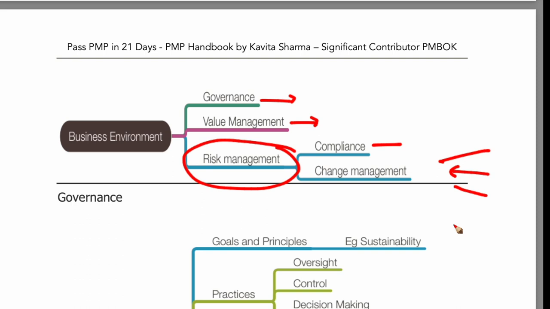So how would you work with a changing environment? How would you ensure that you, as a project manager, send the status report? Where exactly do you comply with governance? What happens in value? So this is the overall perspective of the business environment.